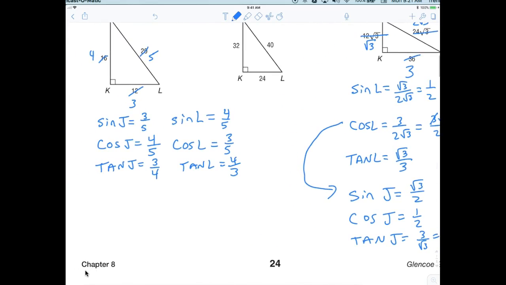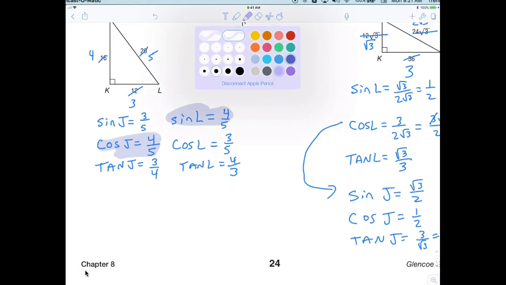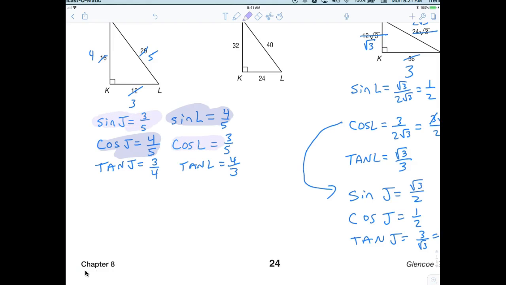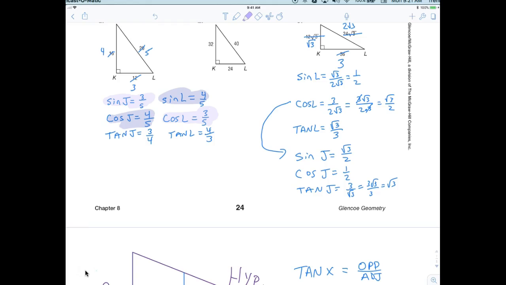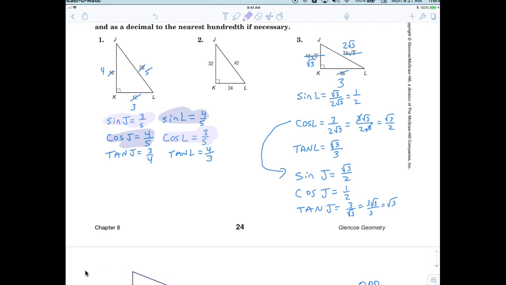Look at the relationship. Look back at the sine of L and the cosine of J. They're the same, and the sine of J and the cosine of L are the same. So you really only have to do one for one, if you're thinking about it. For the first problem, we already had that conversation: we can't do it, the opposite. Tangent of J, because radical 3 times radical 3 is 3.